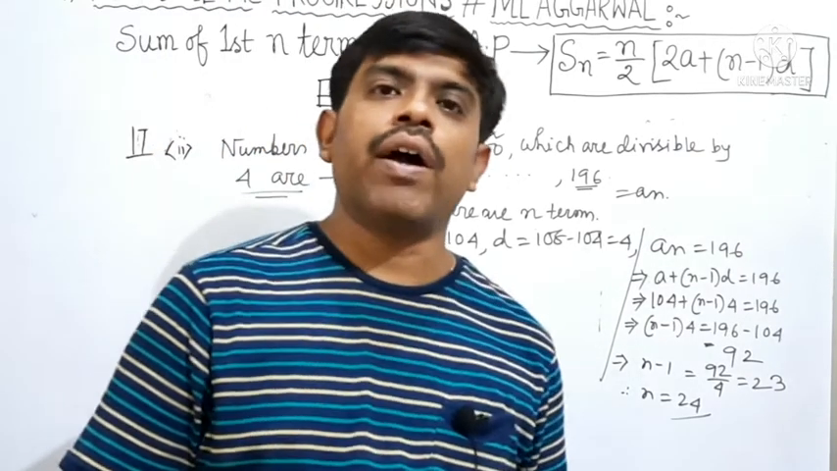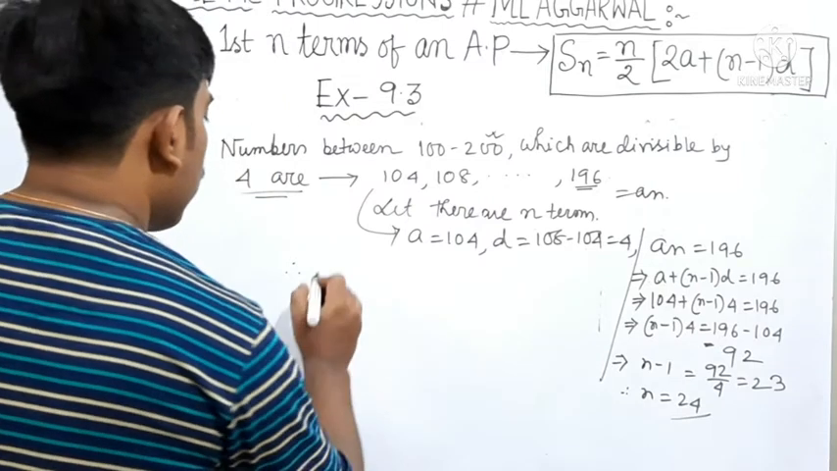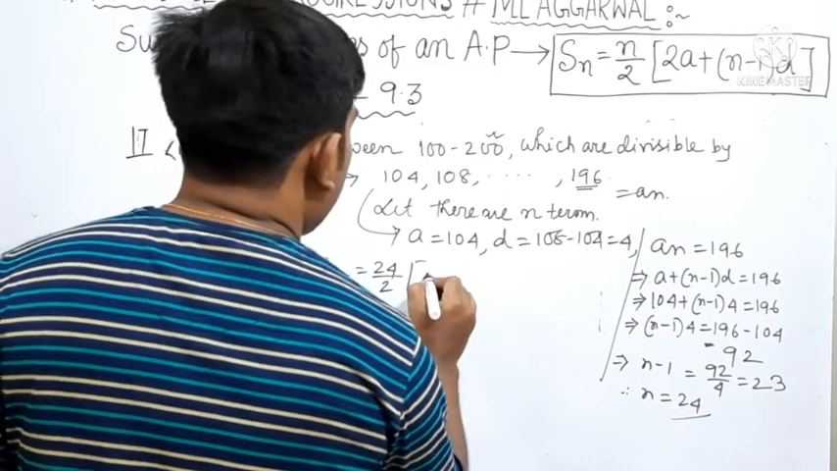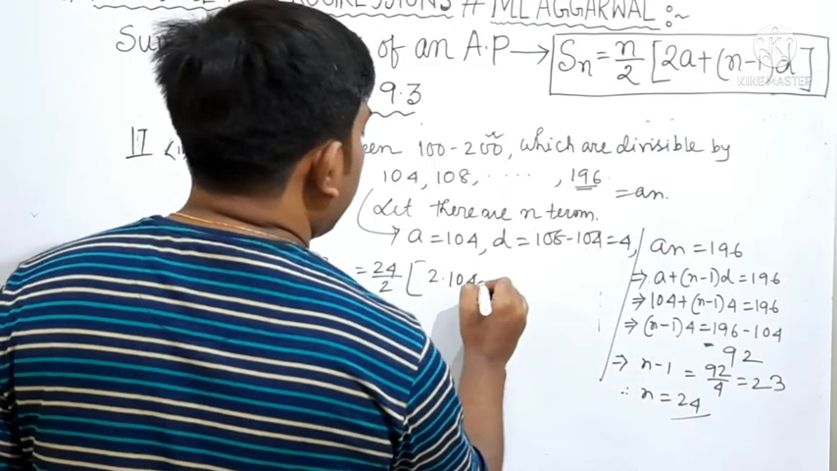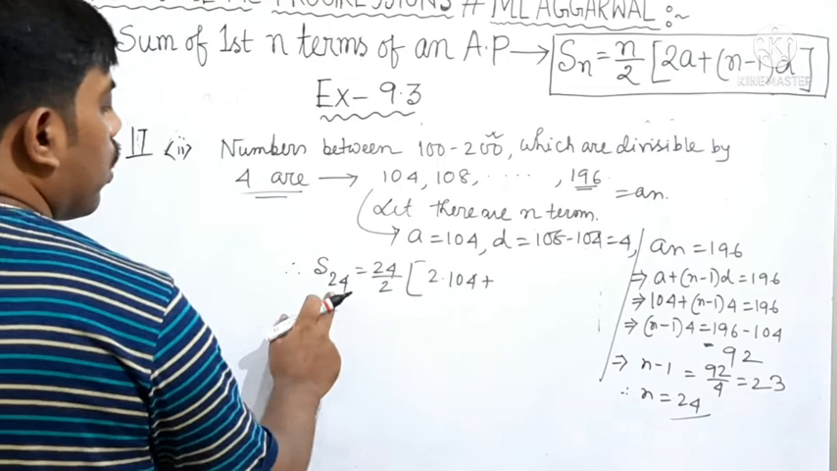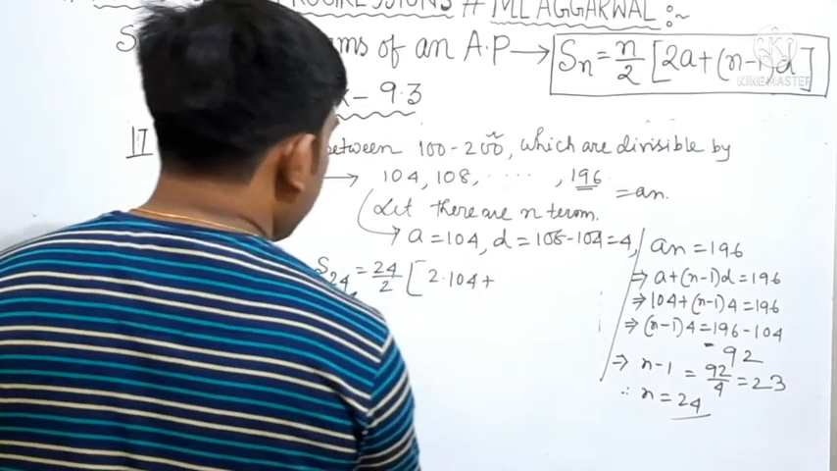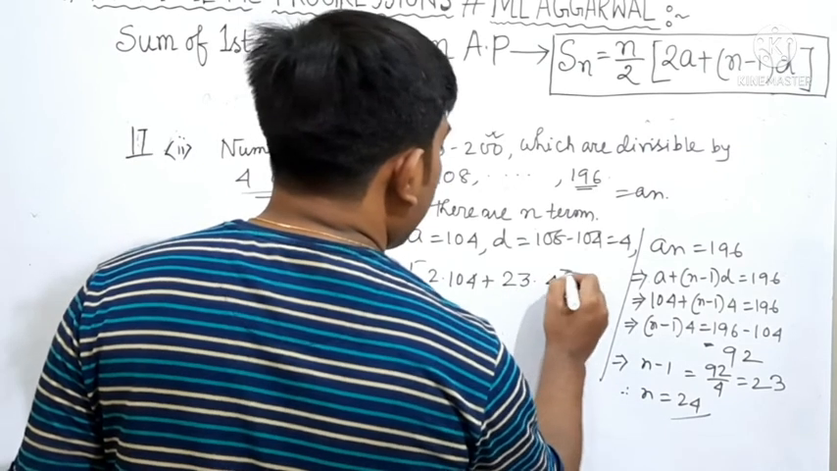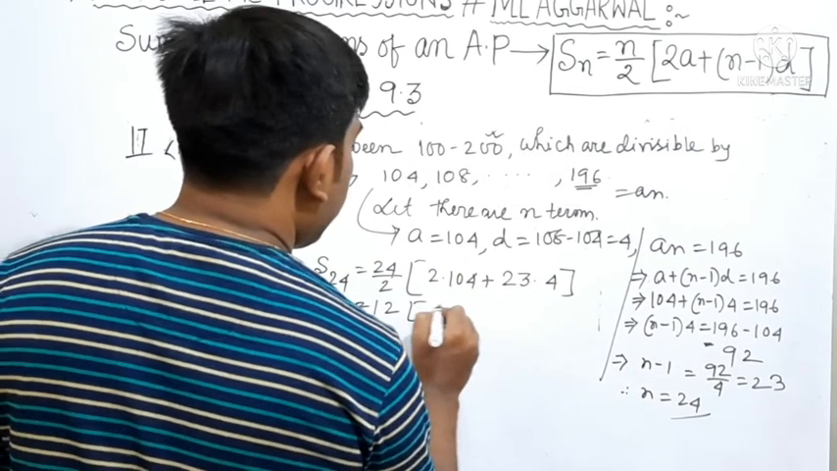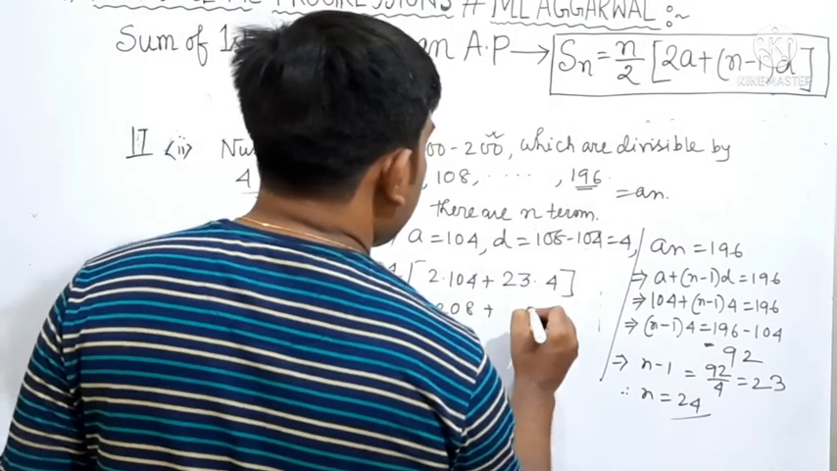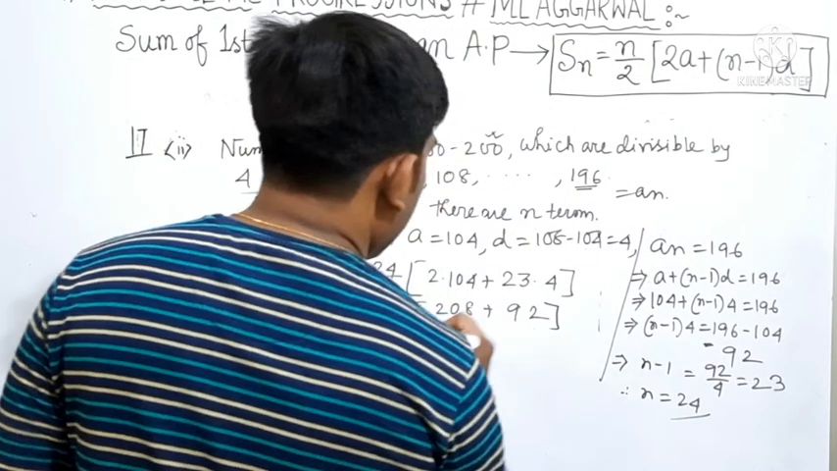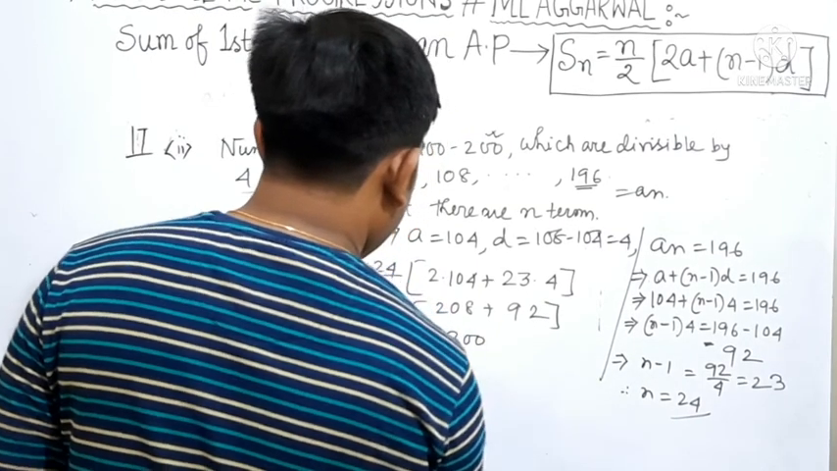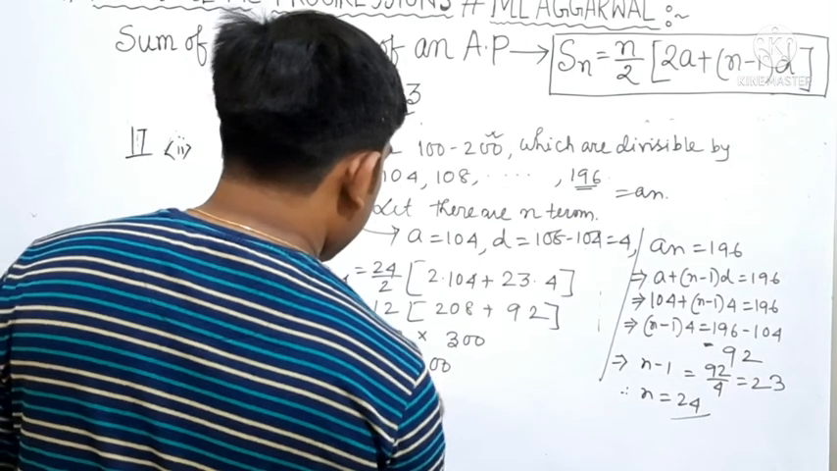Okay, now we have to find out the sum of these terms. So S24 will be, according to the formula, n by 2 into twice a, value of a is equal to 104, plus n minus 1, so it will be 23, n is equal to 24, so n minus 1 is 23, into d, value of d is equal to 4. So we get 12 into 300 and it will be 3600.